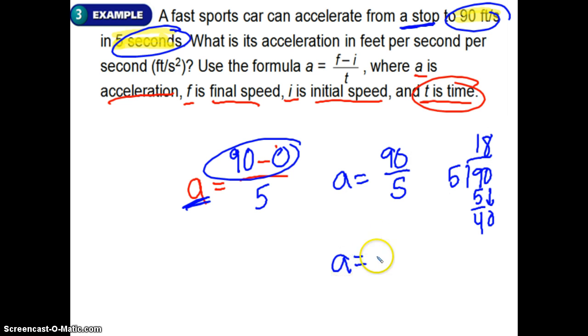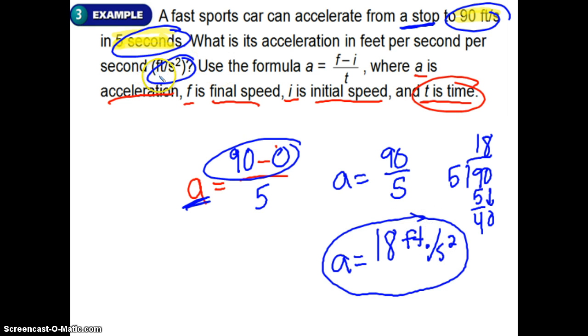So the acceleration is 18, but 18 what? They said, what is the acceleration in feet per second, or feet over second squared? So I'm just going to write feet over second squared. That looks funny, but they were nice enough to give us the units. So all we have to do is put the units on our answer. So all we did was plug it in, plug it in. Oh, that was really good, right? Anyway, plug it in and get our answer, and then make sure that we label. So 18 feet per second squared is our answer.